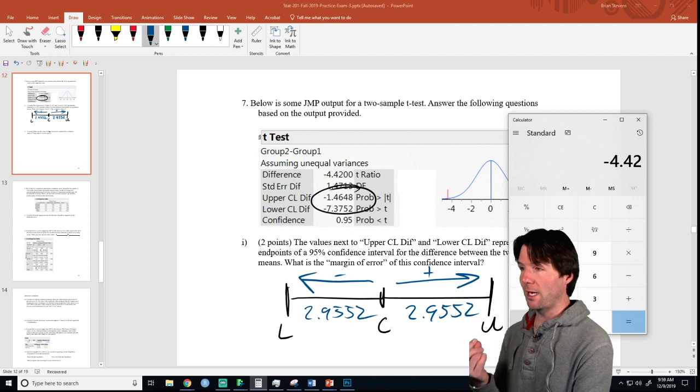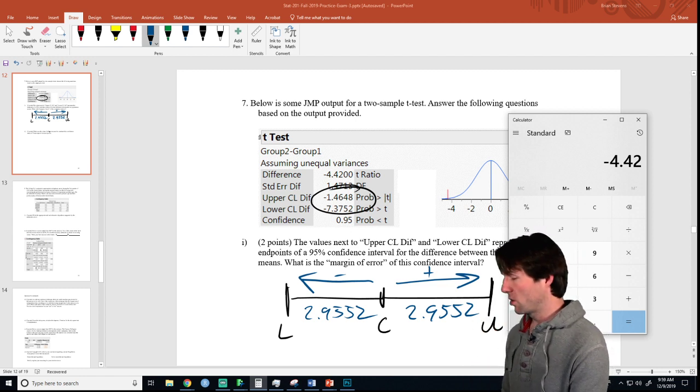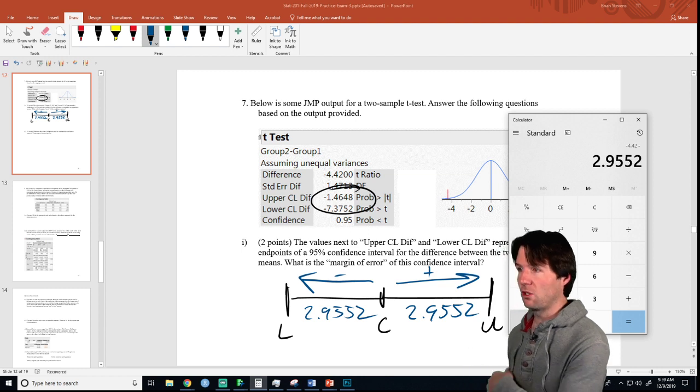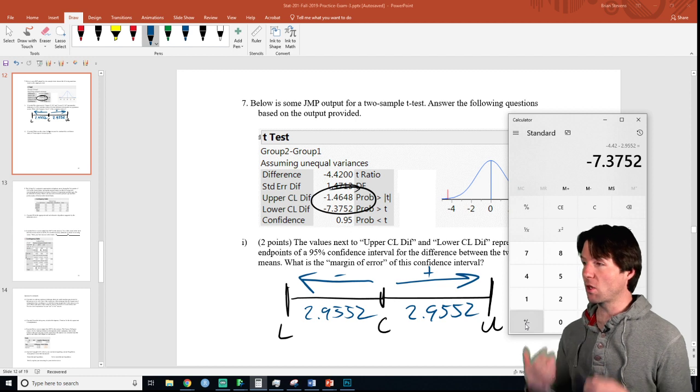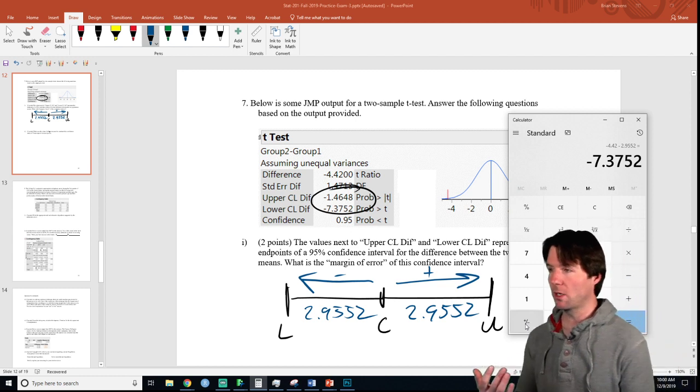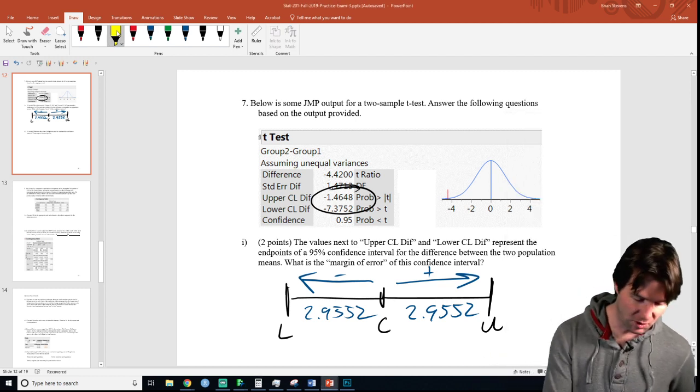And if you're thinking, what will I get? If I subtract the margin of error, I should get the lower. So when I subtract this, I should get negative 7.3752, and I get it. That means I've done it correctly. Think about ways to check your work. This is the margin of error for this question.